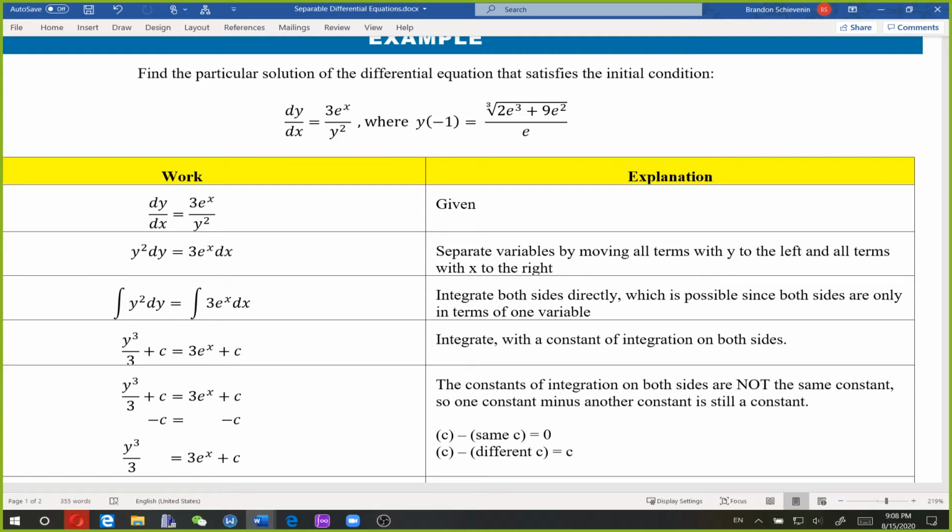So if we integrate y squared in terms of y, I'll get y cubed over 3 plus c. And if I integrate 3 e to the x dx, 3 is a constant I can pull outside the integral. If I integrate e to the x, I get e to the x. This is 3 e to the x plus c. Any questions up until this point?